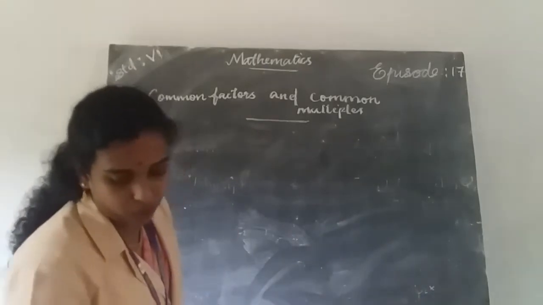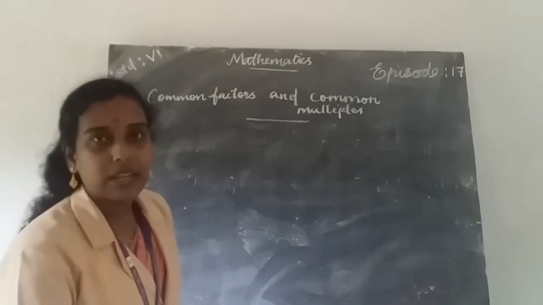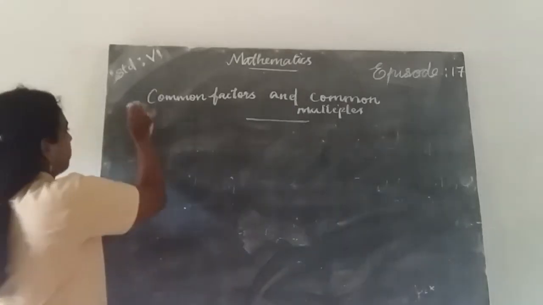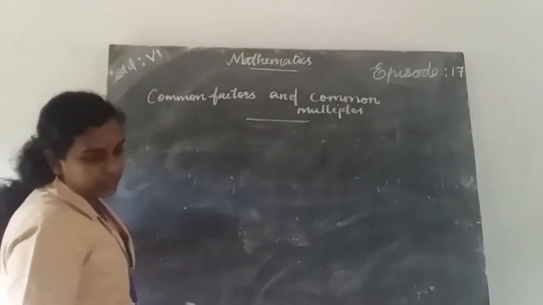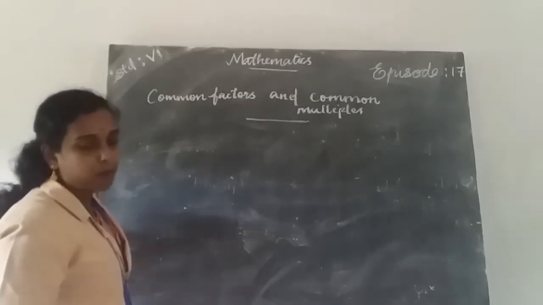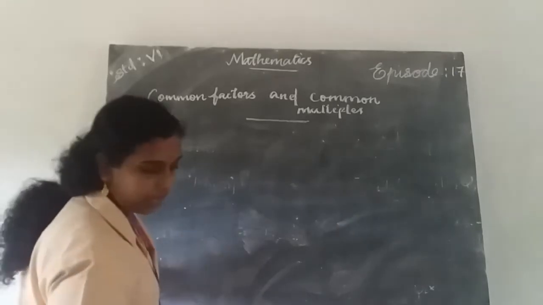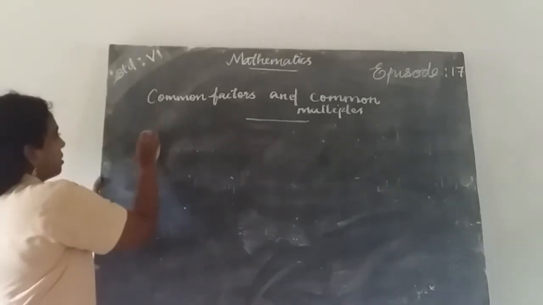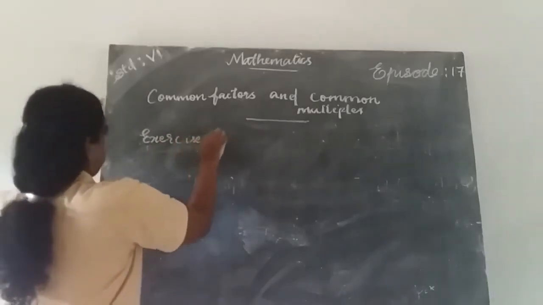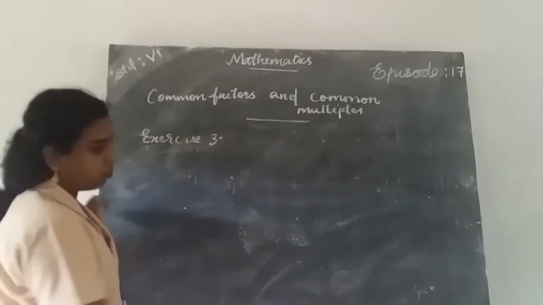Exercise 3.4, page number 59. Here are some questions about common factors and common multiples and also about co-prime numbers. Let us do that. Okay. So, exercise 3.4.